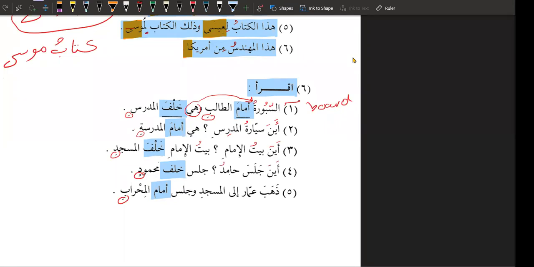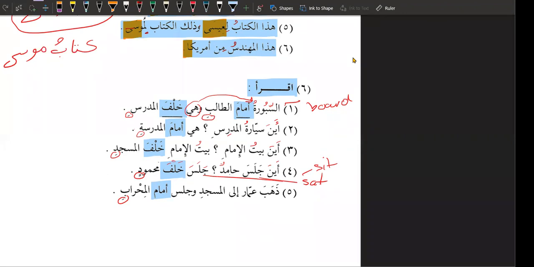أين جلس حامد؟ جلس خلف محمود. ما معنى الجملة؟ Where is Hamid sitting? لا. جلس. Sat. Where did Hamid sit? Sit. He is sitting. He sat. He sat.